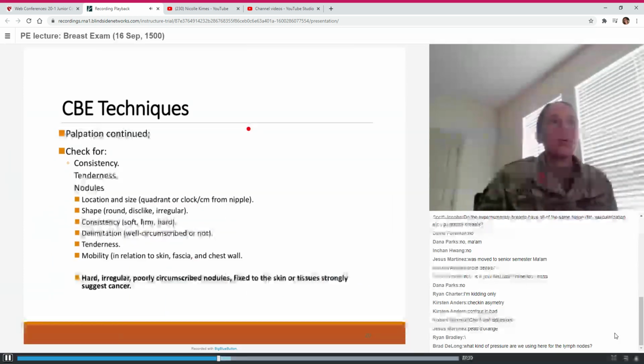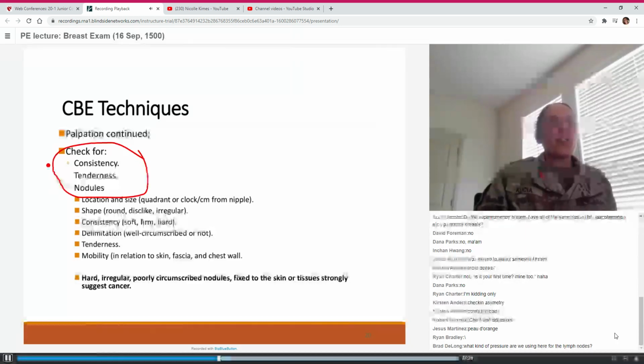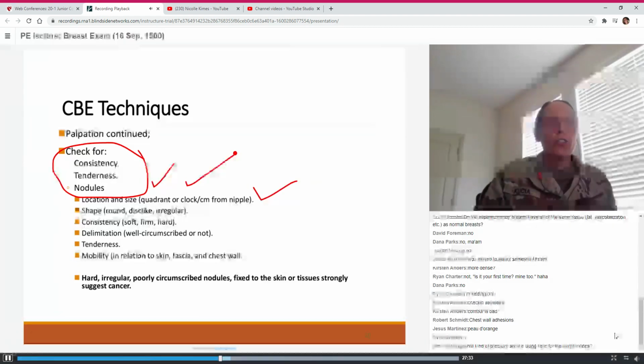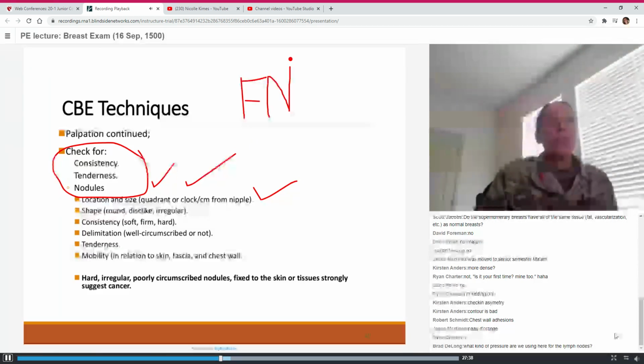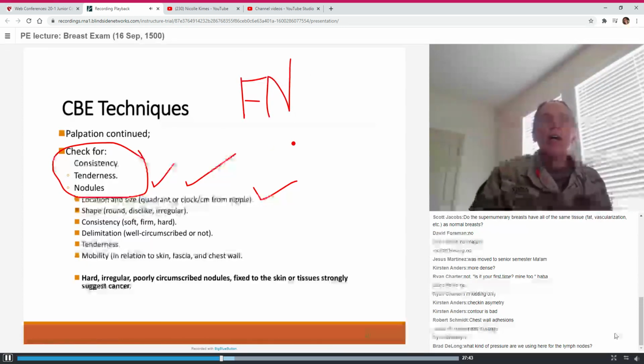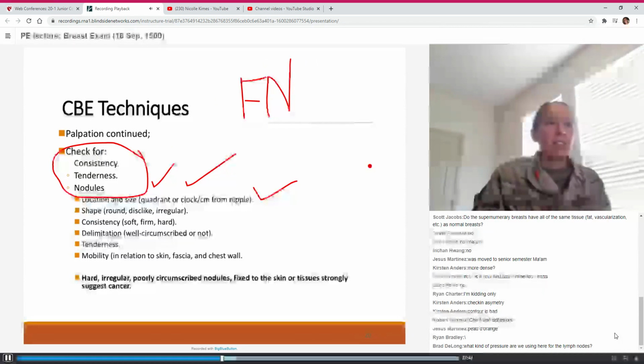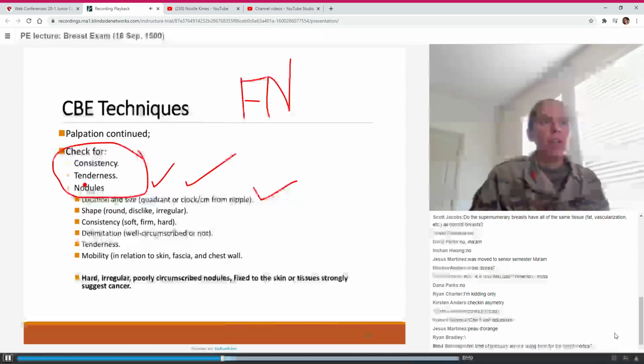All right, clinical breast exam techniques. This is what we're looking for: tenderness, nodules in the breast, and the consistency of the breast tissue. We're going to document it. Kirsten was right. We're going to do quadrants, or we're going to do clock, or we're going to do what's called centimeters from nipple, abbreviated as FN sometimes. Not sure if that's standard, but I see it all the time. So if you see that, from nipple, not from areola, from nipple, that's your landmark. Document the shape, document asymmetry.